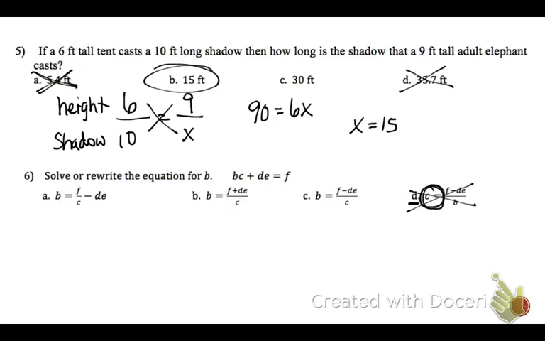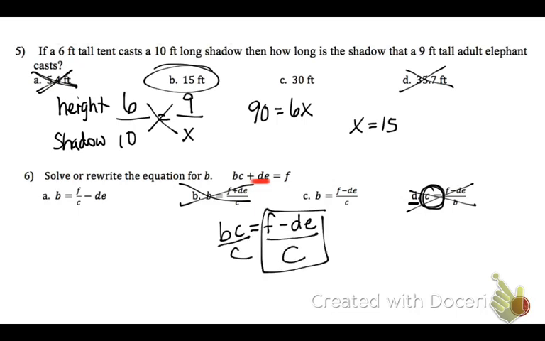So to solve this equation, the first thing we're going to do, since we're solving for B, is get rid of our DE term. I'm going to subtract that over because it's positive. If I stop now and look at my answers, I believe I can cross off B because that says F plus DE. And now I'm going to divide both sides by C. And here's my final answer, so my answer is C.